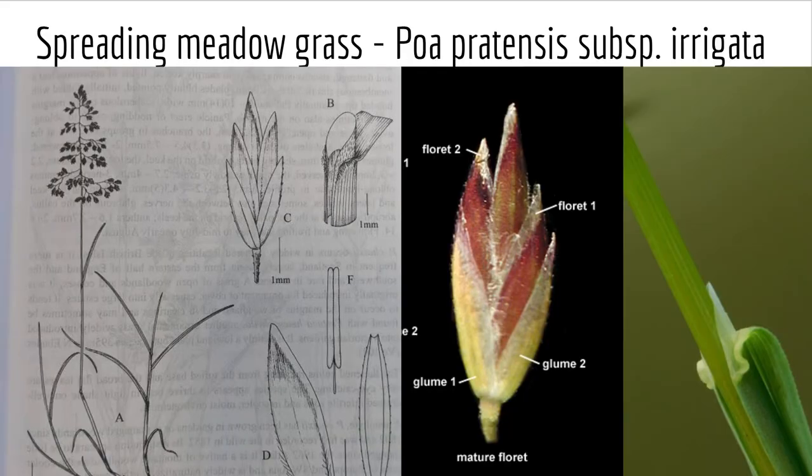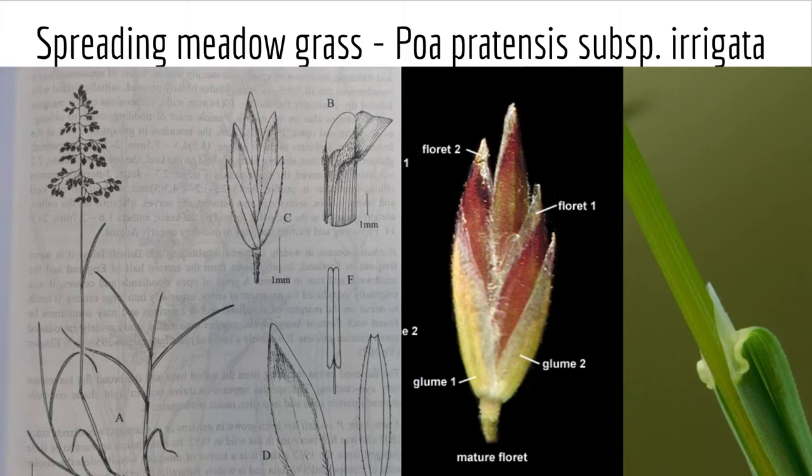Spreading meadowgrass, or Poa pratensis subspecies irrigata. So the blades are flat, while the junction with the sheath is hairy, just over here and here. So the blades are flat, the blade referring to the lamina, while the junction with the sheath, which is here, is hairy. You can see the tiny hairs right here.